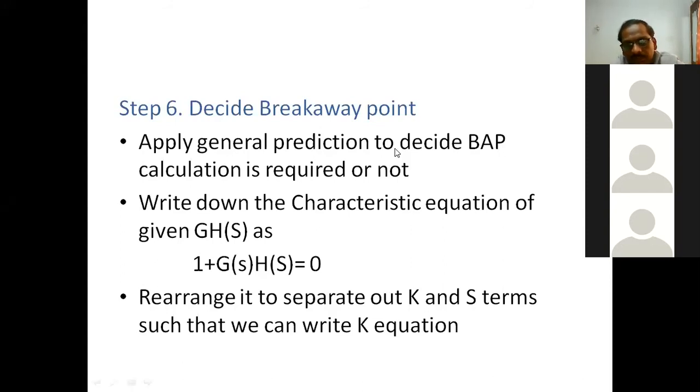There are three general predictions. First prediction: whenever you have two adjacently placed poles and the segment between them on the real axis is a root locus, that is, in the pole zero plot, if you have two adjacently placed poles and the segment between those two poles is a root locus, then a minimum of one breakaway point will lie in between them.